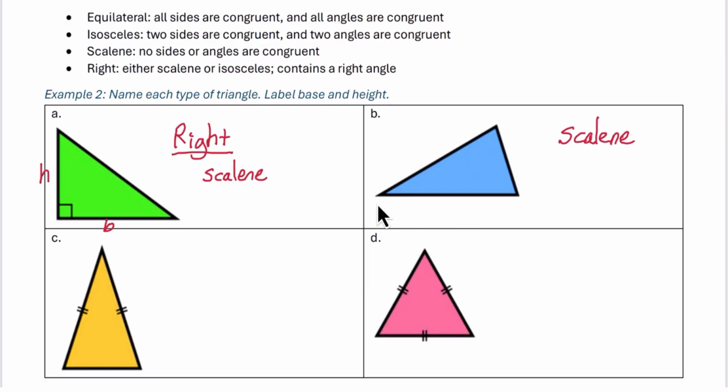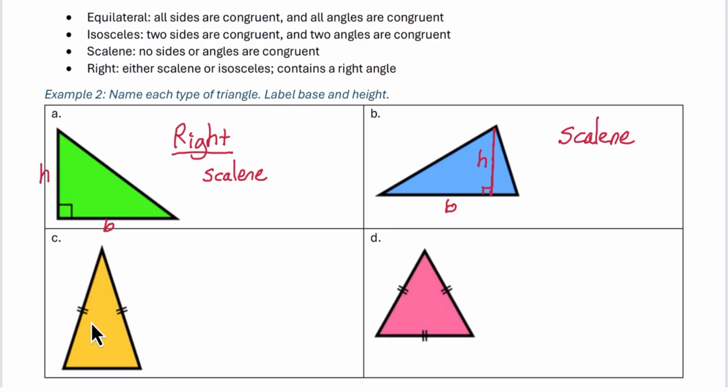Scalene. The base would be this horizontal base. The height would have to be the vertical distance. So this vertical distance, which we don't actually know in this case, would be considered the height.